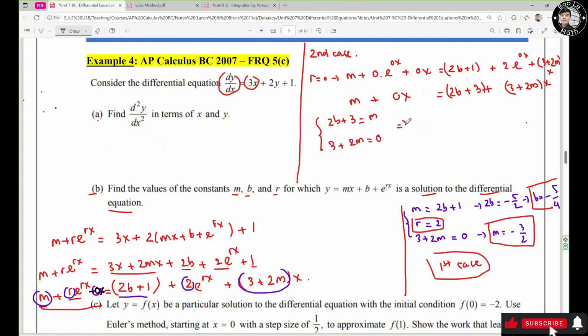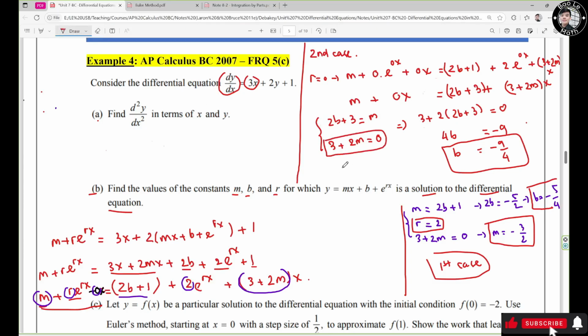I need to solve for m and b. I substitute 2b plus 3 for m into the second equation. So I have 3 plus 2 times 2b plus 3 equals 0, so it turns out to be 4b equals negative 9. So b equals negative 9 over 4. Now I'm going to use the second equation right here to solve for m. So m equals negative 3 over 2.